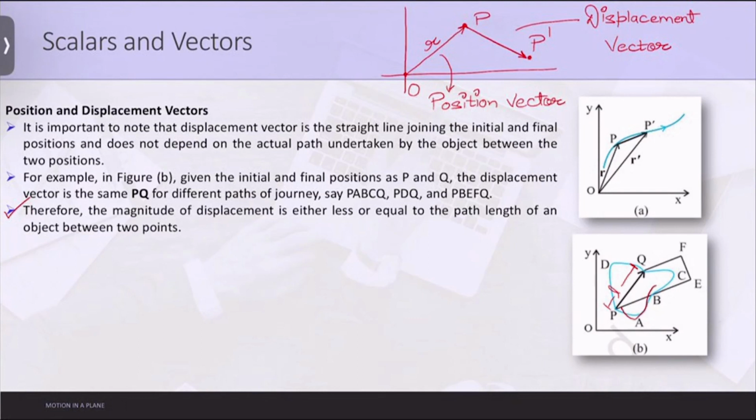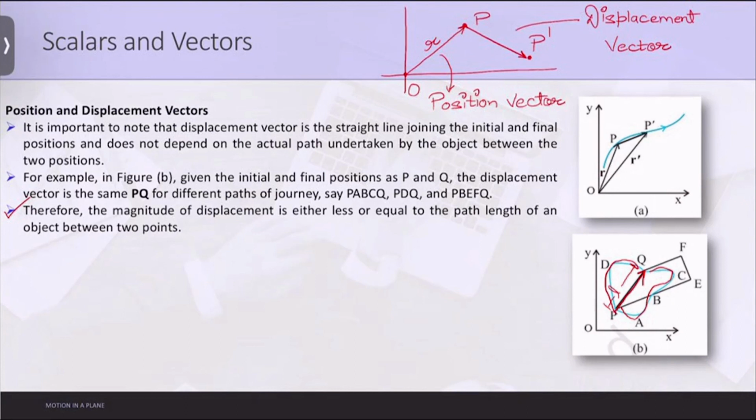So it is quite clear that all these paths which have been drawn will have a higher path length than PQ. Only when it is equal do we move exactly in a straight line from P to Q. In all other cases, the path length will always be greater than the magnitude of the displacement vector.